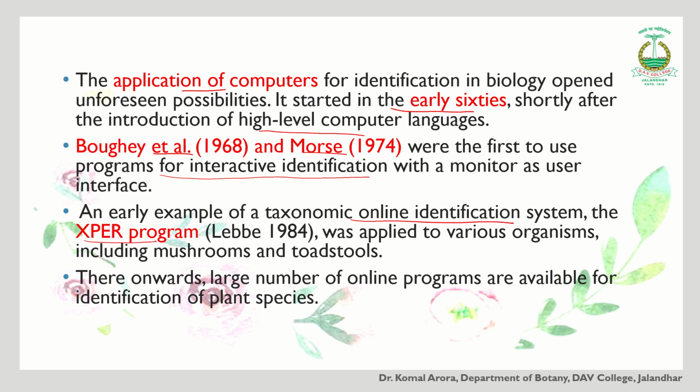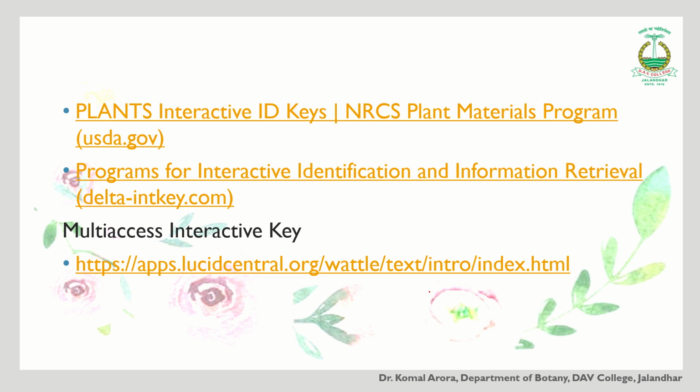An early example of a taxonomic online identification system was a popular program, the Expert program, and it could be applied to various organisms, even to mushrooms and toadstools as well. So it was used for identification. From there onwards, a large number of online programs are available for the identification of species. The list is never ending. You have a number of programs provided by various forestry departments, taxonomy departments, nomenclature boards, etc. So you can use that data, that information, and can easily identify your species of interest. These are a few examples.